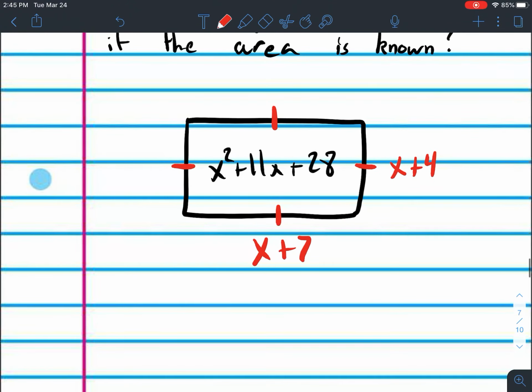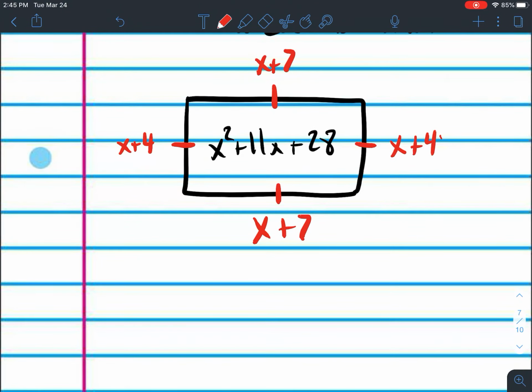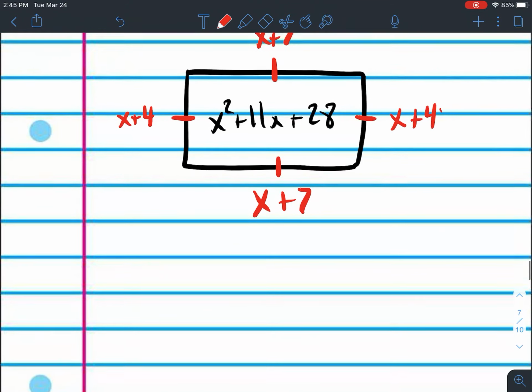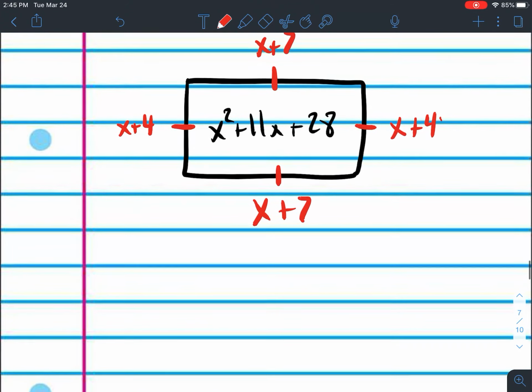Now, the thing is with a rectangle, opposite sides are exactly the same. So if this side is x plus 7, then this side is x plus 7. And if this side is x plus 4, then this side is x plus 4. And if you did it in the other direction, where this right here was x plus 7 and this right here was x plus 4, you would still get the exact same thing. So that's why it's a rectangle. When you get to geometry, you will be working with more challenging stuff. But gotta crawl before you walk, right? Okay, so now the definition of perimeter was add up all the sides.